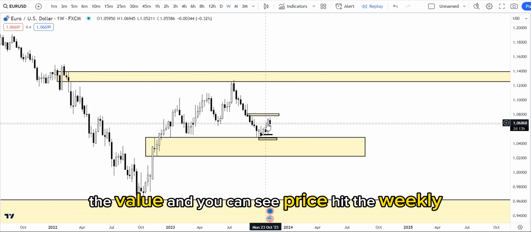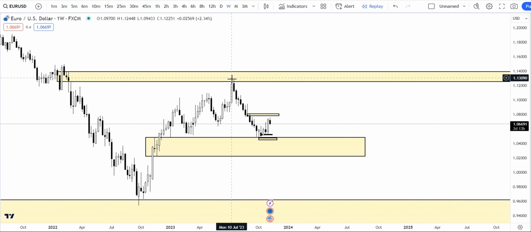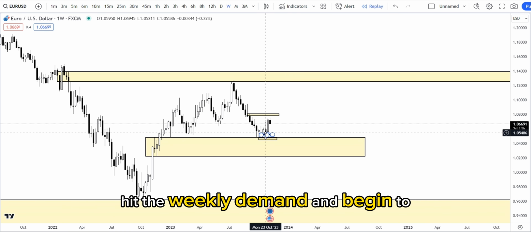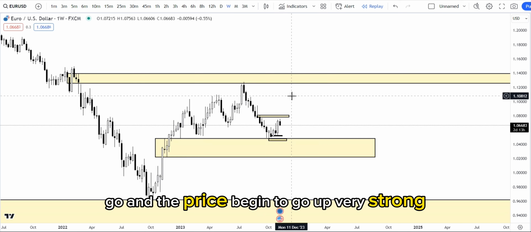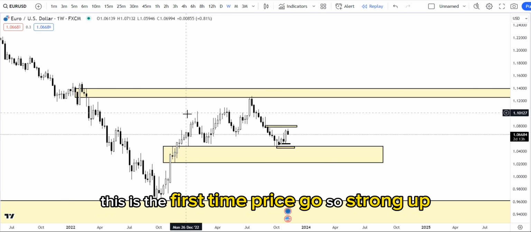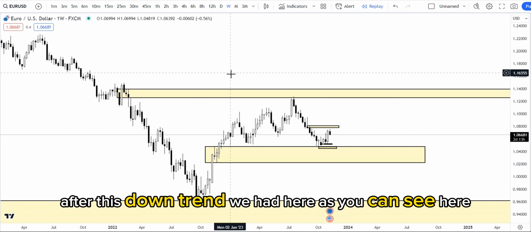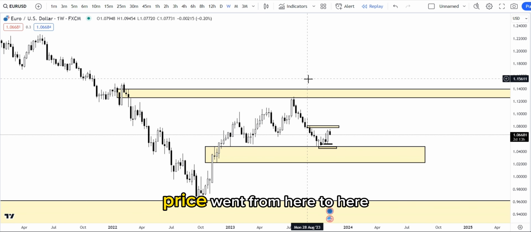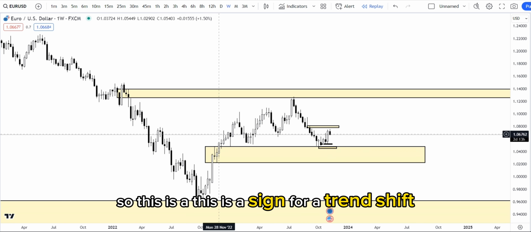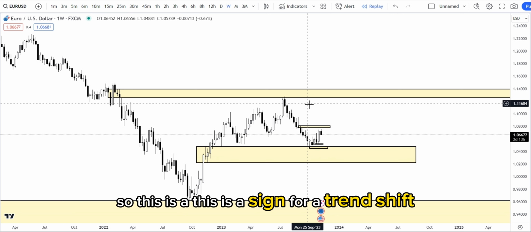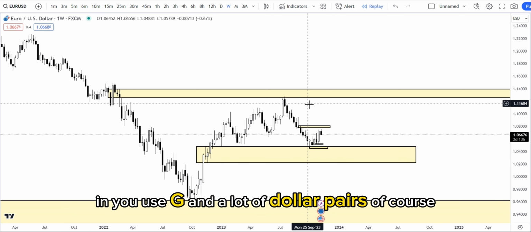You can see price hit the weekly demand and began to go up very strong. This is the first time price goes so strong up after this downtrend we had here. As you can see, price went from here to here. So this is a sign of a trend shift in Euro USD and a lot of dollar pairs, of course.